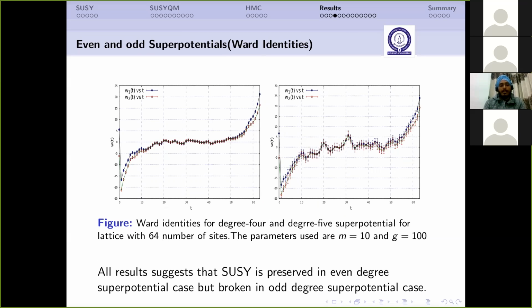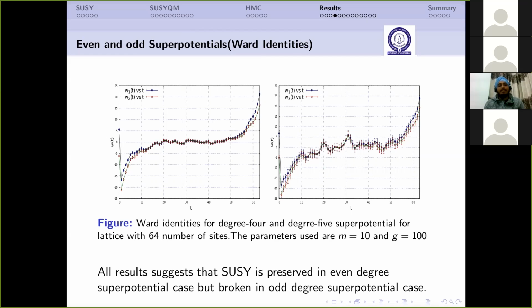So what we saw is the left one is for 64 lattice sites for degree 4, and the right one is for degree 5. But we can actually see more or less the difference between both. On the left, let's just check the center part, between say 20 to 40 lattice sites. In that particular space the Ward identities are beautifully satisfied.